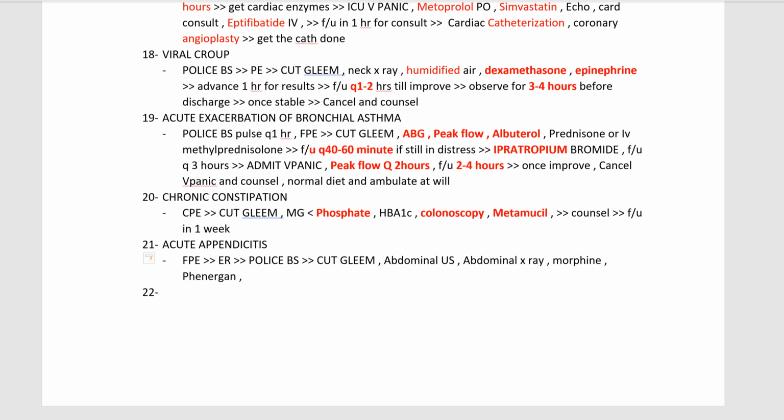Okay, and then get the CBC and once you get the results, get CBC results. After that, you give IV cefoxitin. Okay, and consult surgery. After that, get the consult recommendation, and then you want to order laparoscopic appendectomy.